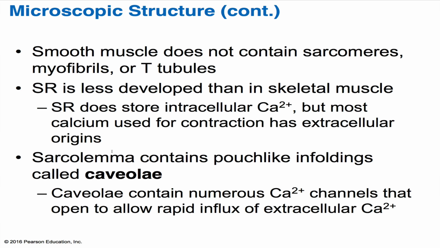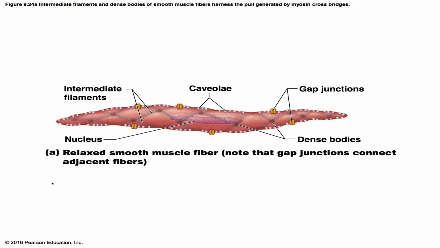Now, the sarcolemma also contains these pouch-like infoldings called the caveolae. And these caveolae contain numerous calcium channels that open up to allow a rapid influx of extracellular calcium. So this illustration is showing you a relaxed smooth muscle fiber.